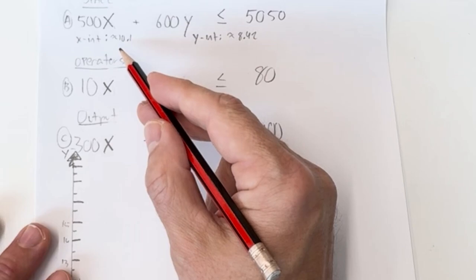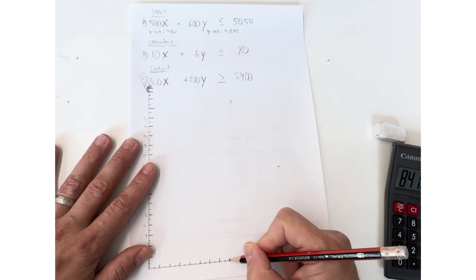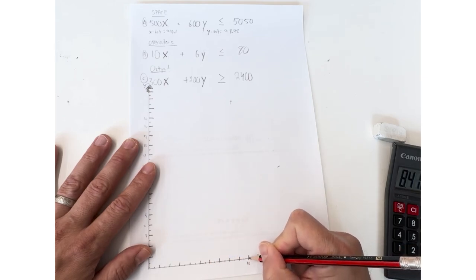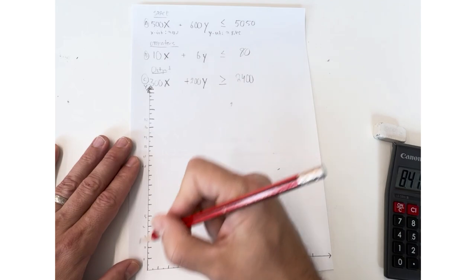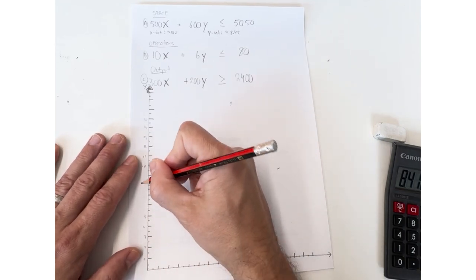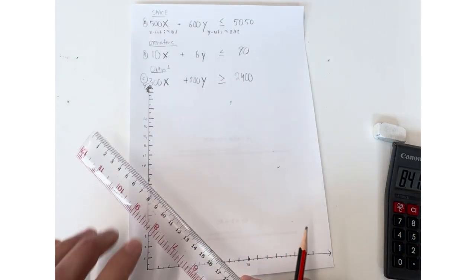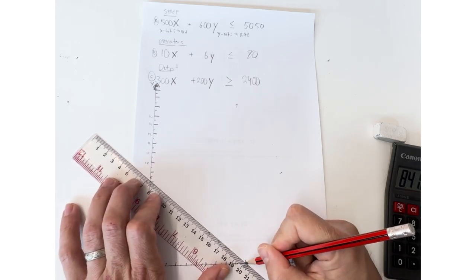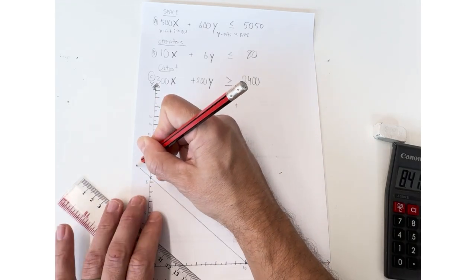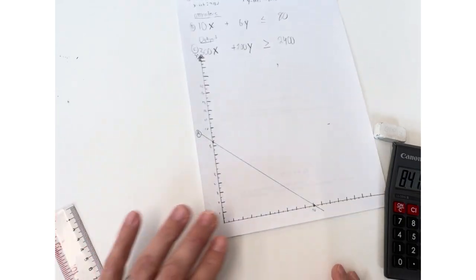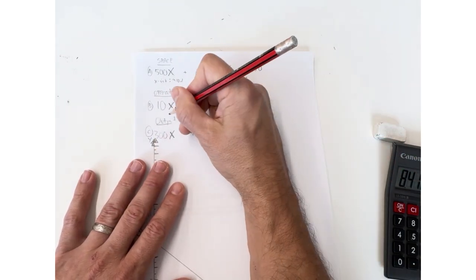So this is right after 10. So coming down here, 1, 2, 3, 4, 5, 6, 7, 8, 9, 10. It's right there. Okay? And then my y-intercept, 8.42, 1, 2, 3, 4, 5, 6, 7, 8. So just under a half. Okay. So I'm going to go ahead and draw equation A.